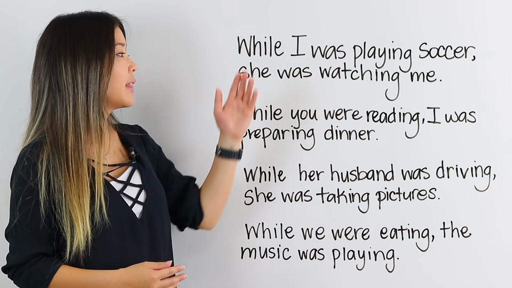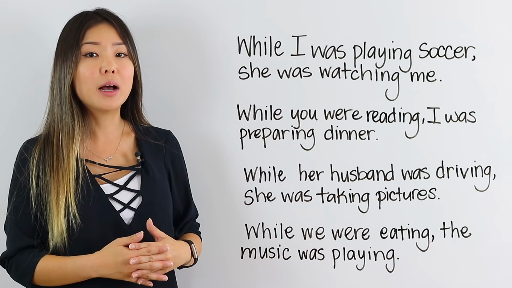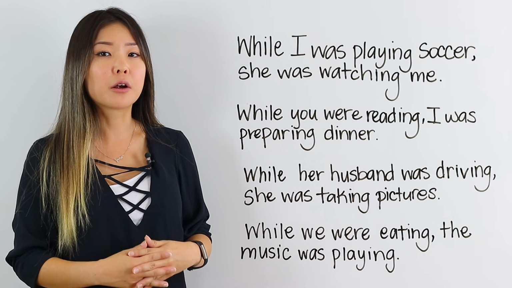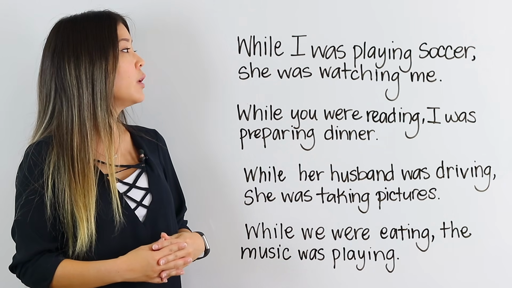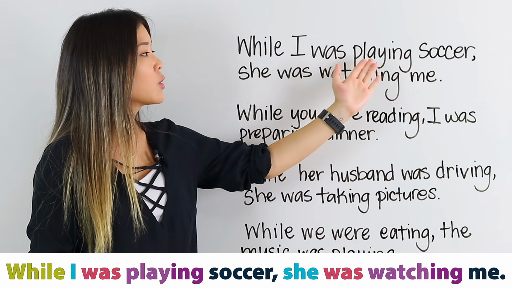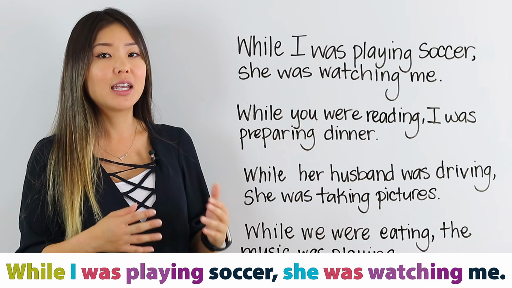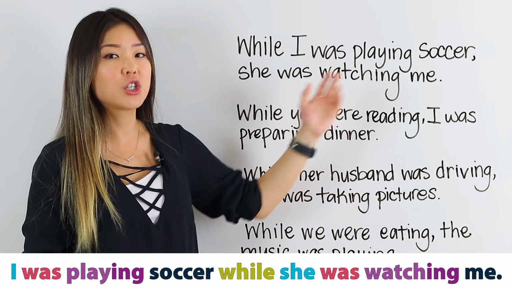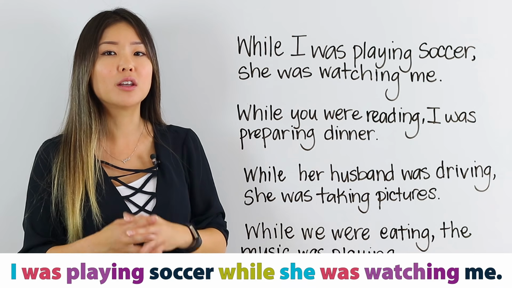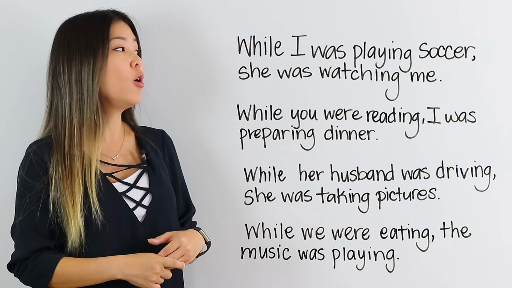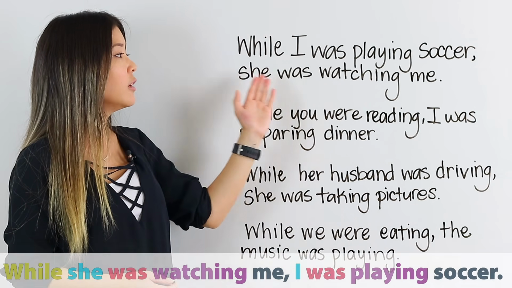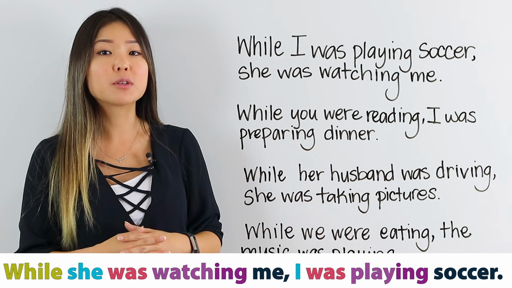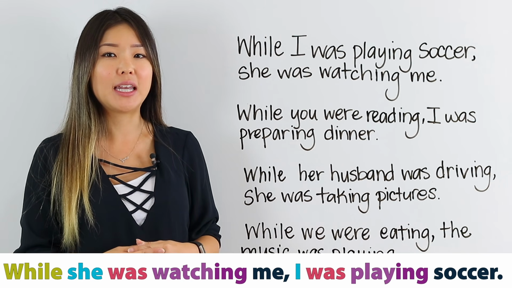Now, you'll notice that in my examples, the word while comes at the beginning. However, it's important to note that you can move the word while around in several ways. For example, instead of saying this, while I was playing soccer, she was watching me, I can move while to the middle of the sentence. I was playing soccer while she was watching me. I can put the while between the two actions. Or I can also change the sentence around and say, while she was watching me, I was playing soccer. So it doesn't matter which action comes first with the while if you put it in the beginning.